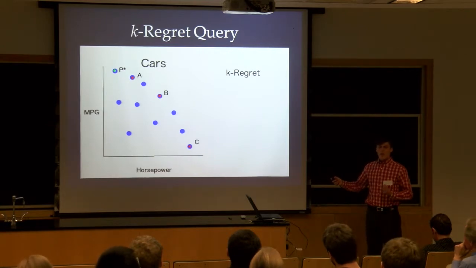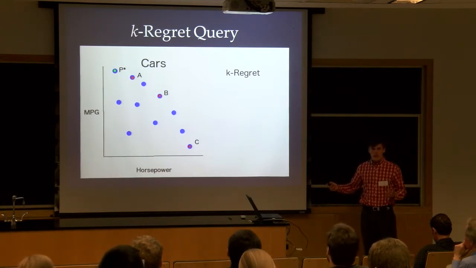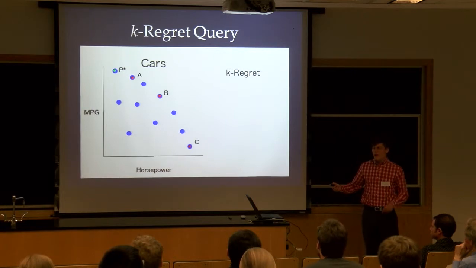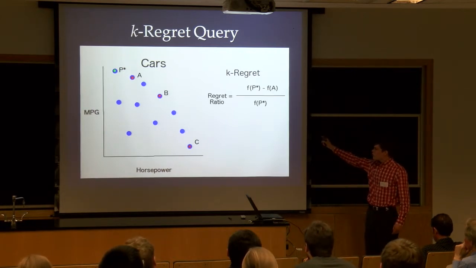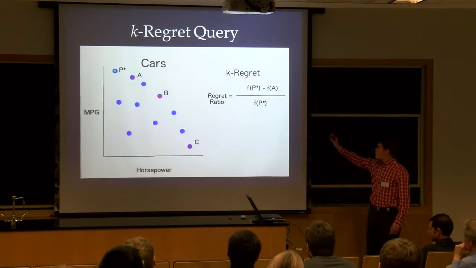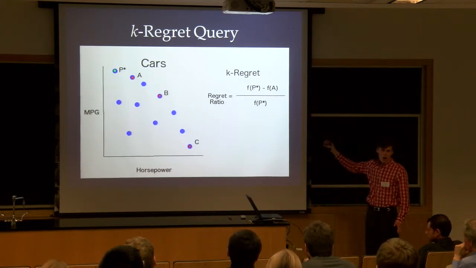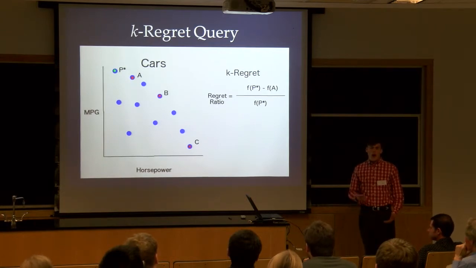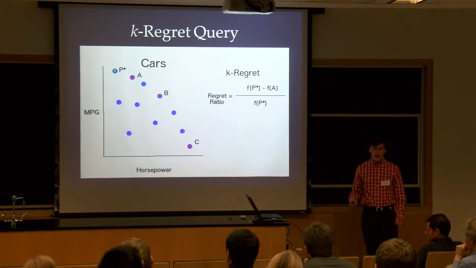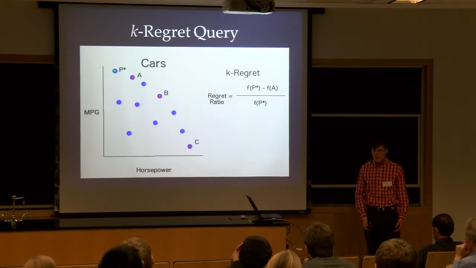And so we say that the user's regret, or their regret ratio, which is the metric that we like using, is the utility that they would have gotten from P star versus the utility they get from A, all over the utility they get from P star. It's basically a metric saying how close did we get with the points that we returned to the user? How satisfied are they going to be?